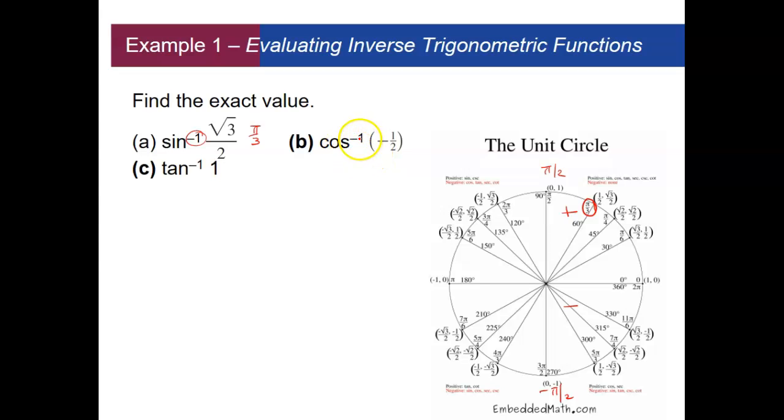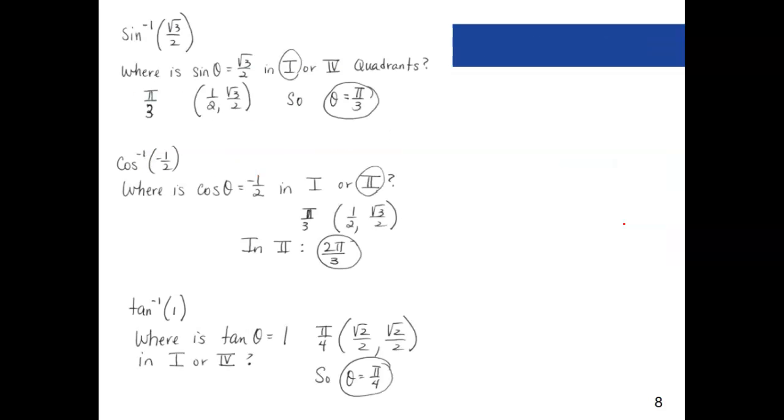For this one, I'm going to look and see where cosine is -1/2. For cosine, I look at these first and second quadrants. So for a negative, I'm going to look at the second quadrant. So cosine is -1/2 here at 2 pi over 3. And then inverse tangent of +1. Tangent is going to be +1 where our x and y values are the same. So that's going to be pi over 4. And again, for inverse tangent, we look at the fourth and first quadrants.